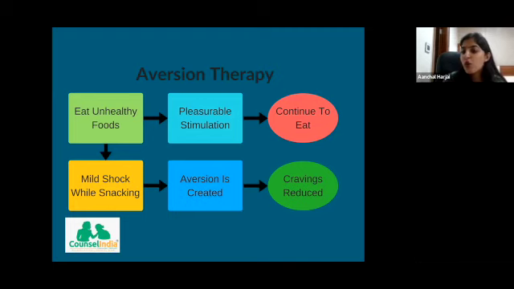So the next time that he would want to smoke, he would feel that there was a lot of nausea last time that I did it. So it would help them to cut down.